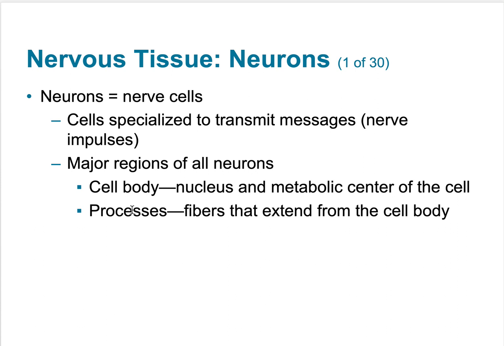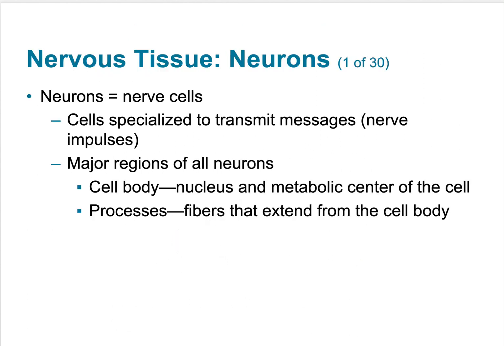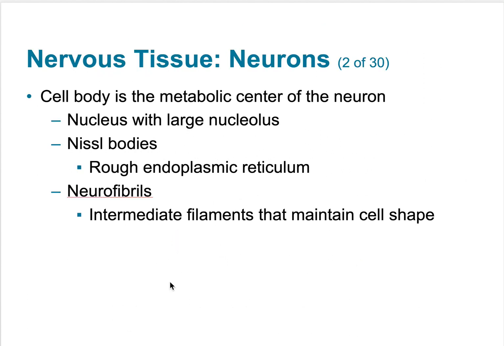So you've got something called dendrites, and you've got something called an axon. Okay, and like I said, we've already talked about those a little bit. So you can see here the cell body is the metabolic center. It's got the nucleus with a large nucleolus. It's got something called Nissl bodies, and they're rough endoplasmic reticulum. They call them Nissl bodies because of the way that they stain, the way they look. They were discovered by a scientist named Nissl, but it's really rough endoplasmic reticulum.